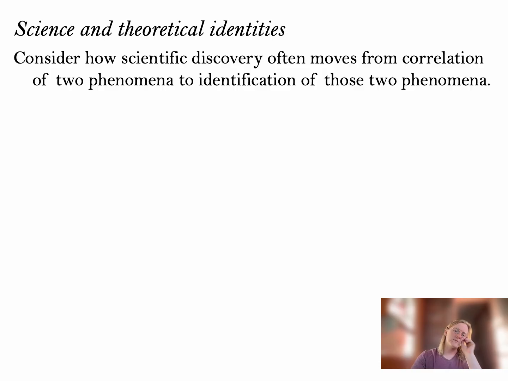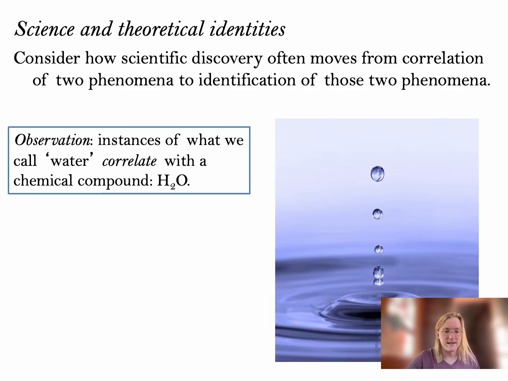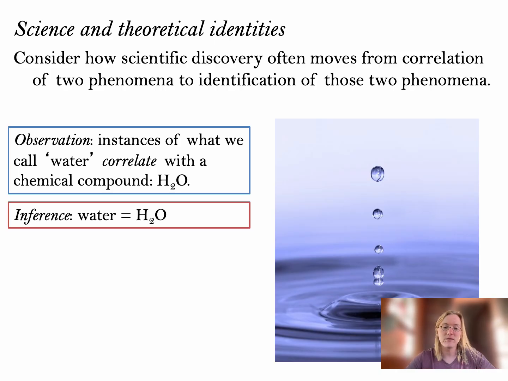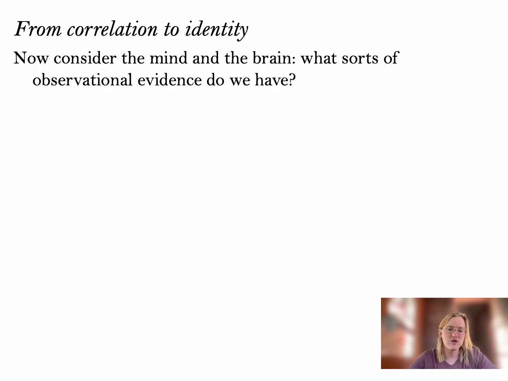So consider how scientific discovery moves from correlation of two phenomena to their identity. We observe instances. For instance, every instance of water that we observe is correlated with a molecular compound H2O. And so because every time we observe this, it holds, we infer that water is the same as H2O.